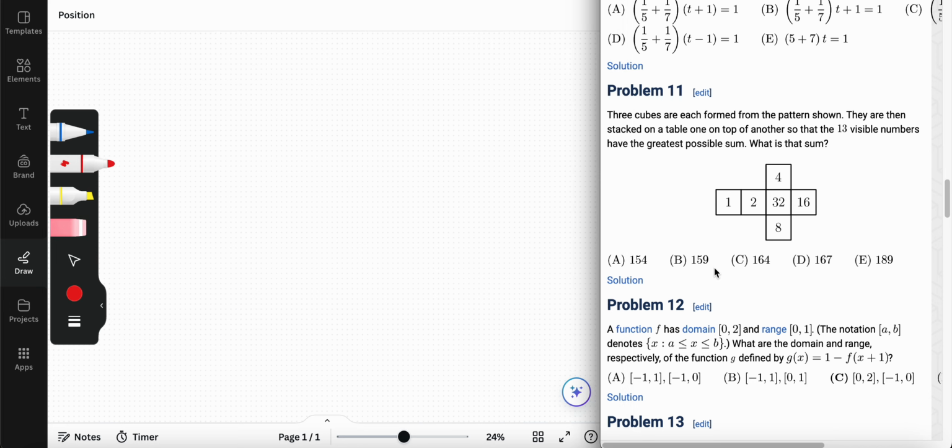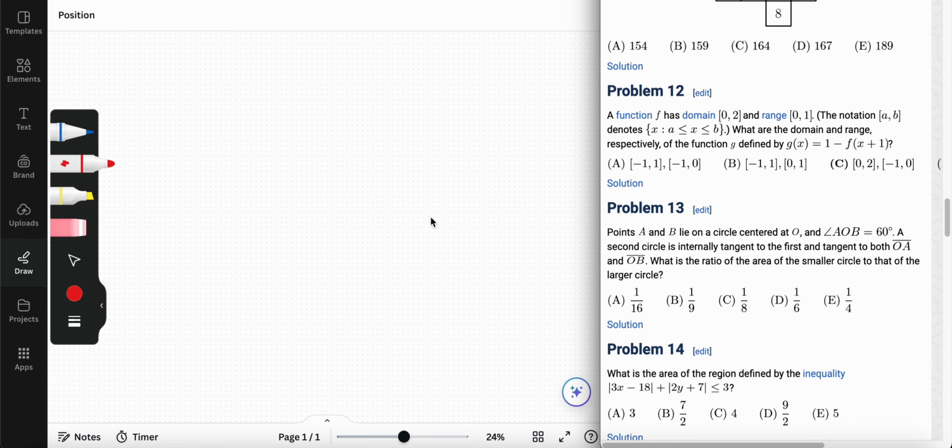Okay, moving on to problem number 12. A function f has domain 0, 2, and range 0, 1. The notation denotes this. Okay, what are the domain and range of this?